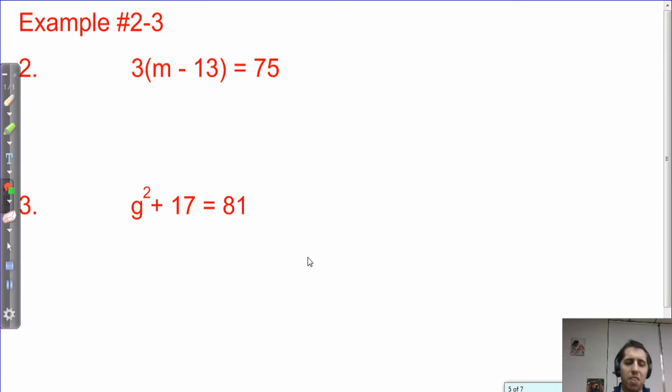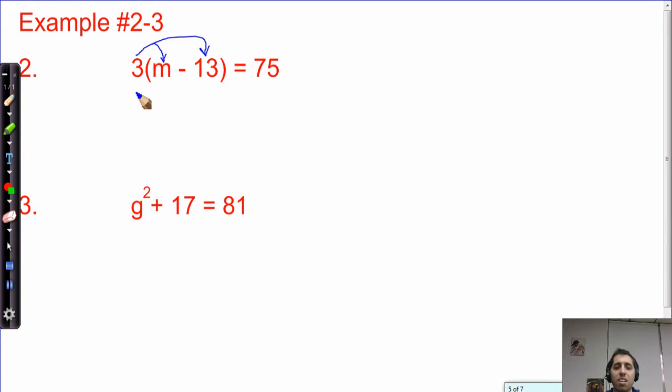We have, for example, number 2, 3 times the quantity of m minus 13, or 3 times the difference of a number and 13, is 75. We talked about writing equations earlier, so that would be a great way to write that one. If you're like me, you're looking at this and you say, ooh, we have a number right on the outside of a difference or a sum. That always tells me that I'm allowed to do the distributive property. So we're going to solve this with the distributive property first.